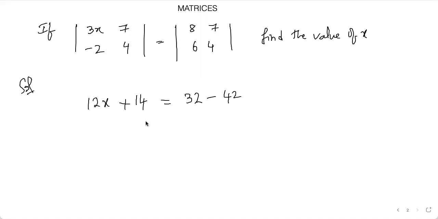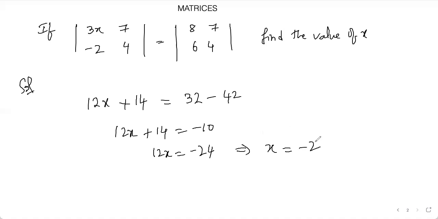on the right hand side you'll get minus 10, and then this is 12x plus 14 minus 10. Okay, so if you bring it onto the right hand side, that becomes 24, and it will be minus. So 12x is minus 24. So x will be minus 2. So that is the answer.